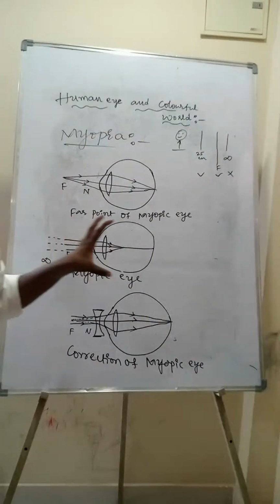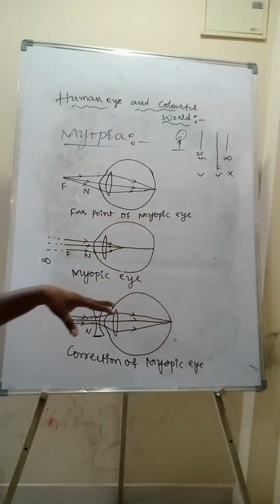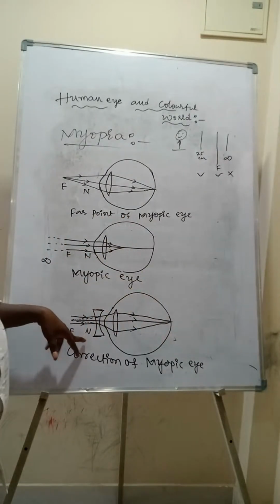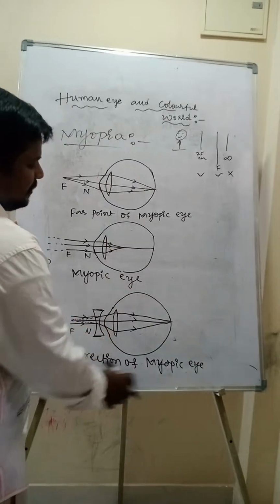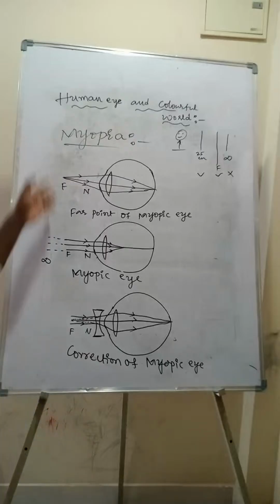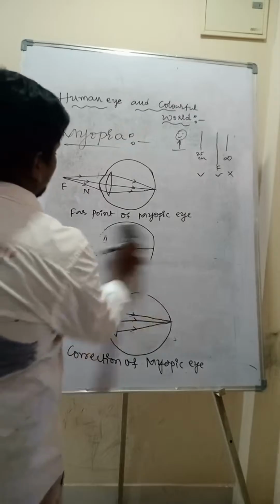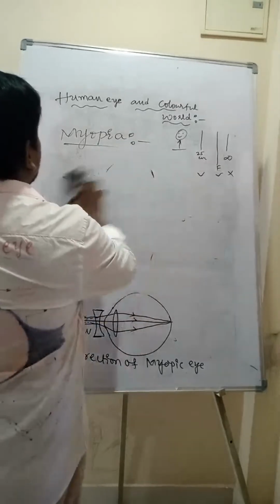So this is a myopic eye, and for correction of myopic eye, we are using a concave lens. For correction of myopia, we are using a concave lens. So that is the correction of myopic eye. So this is about the myopic eye. Next one, hypermetropia. Coming to hypermetropia.